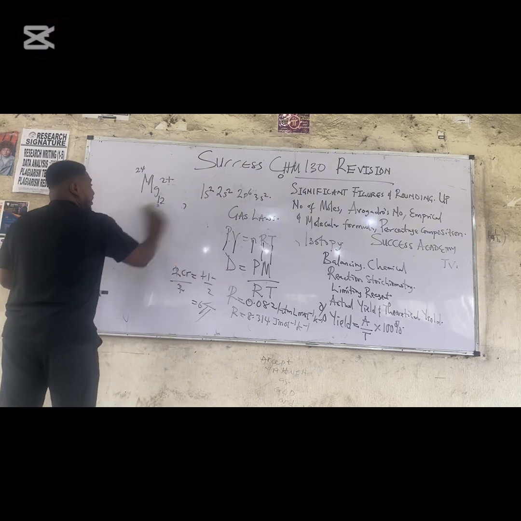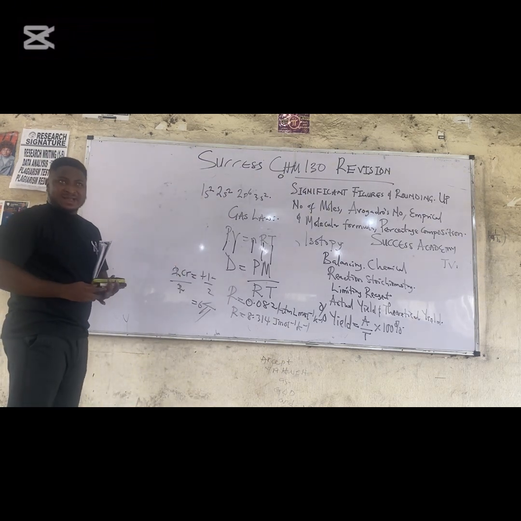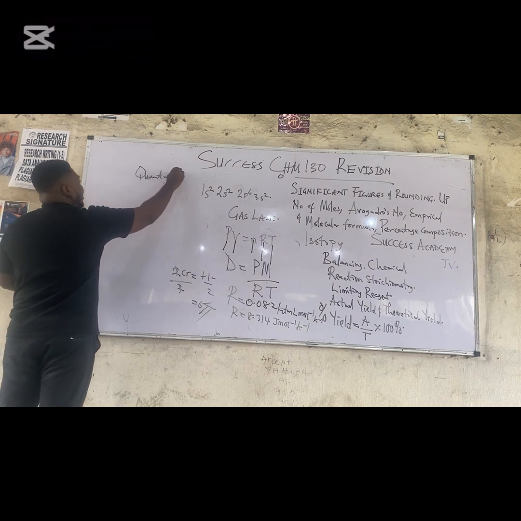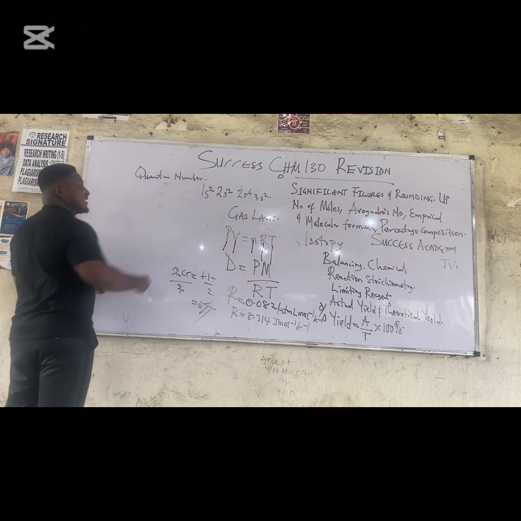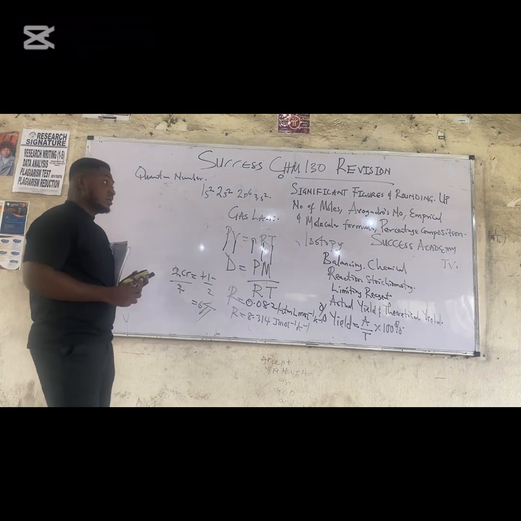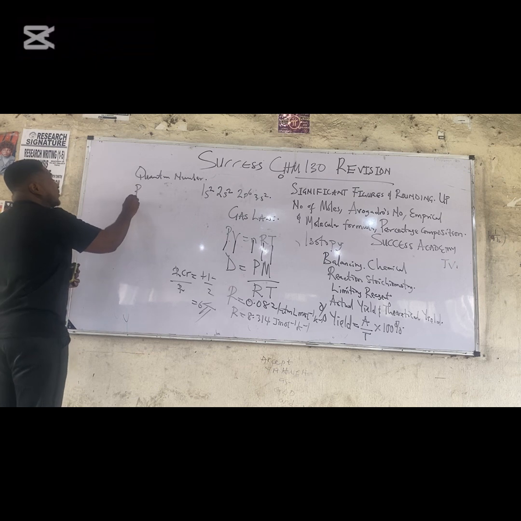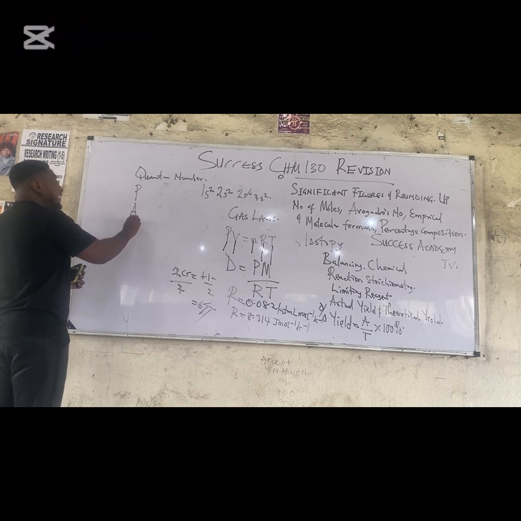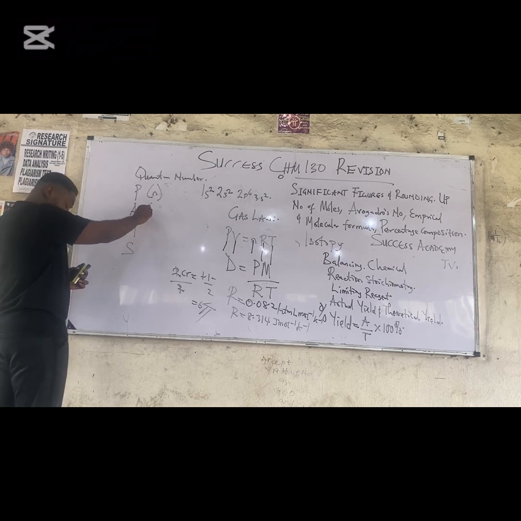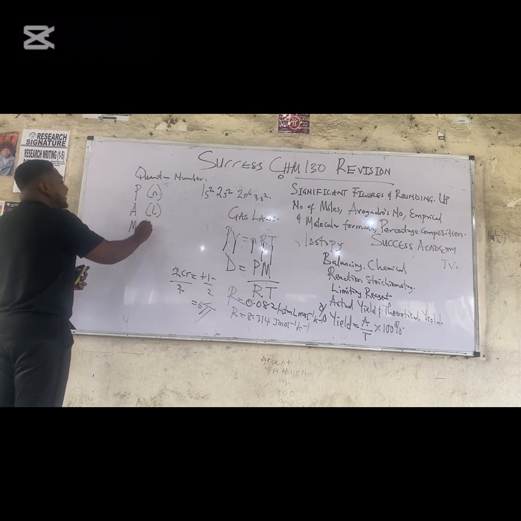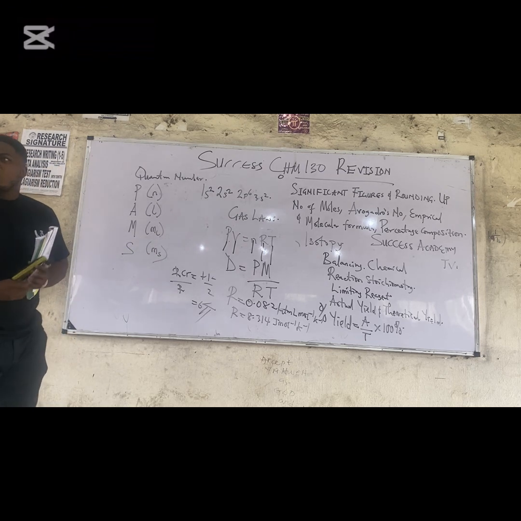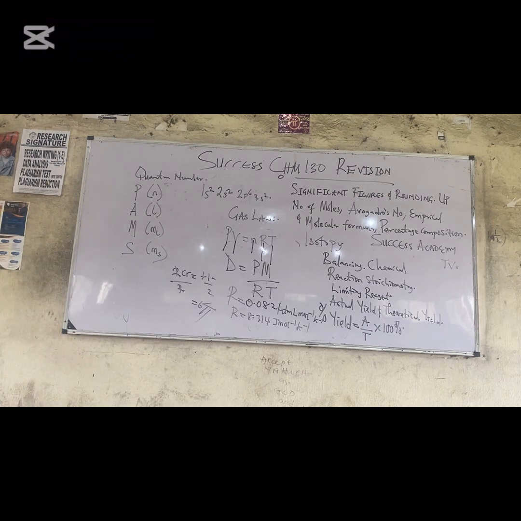But class, let me finish my key points. Quantum numbers, class, orbital designations. Quantum numbers: principal, azimuthal, magnetic and what? Spin. Your principal is n, number of shells, your azimuthal is l, your magnetic is ml, and your spin is ms. Class, we have 4 types of quantum number. Quantum means energy. Quantum means what?